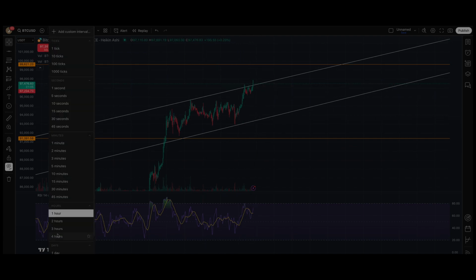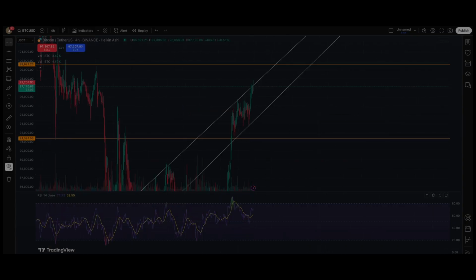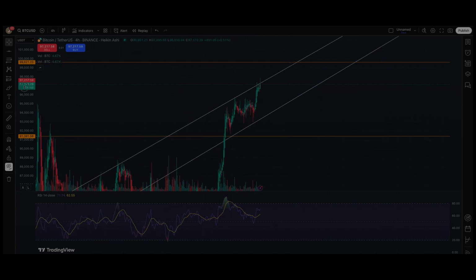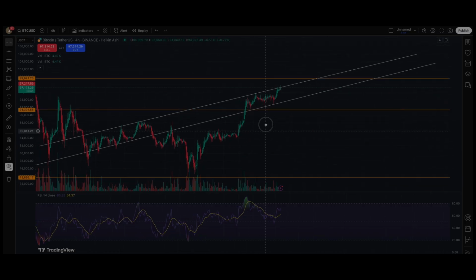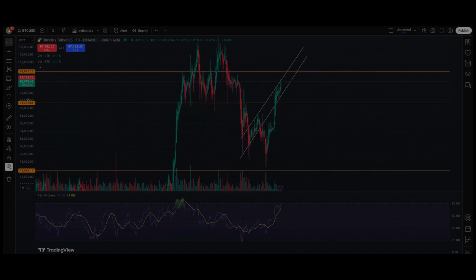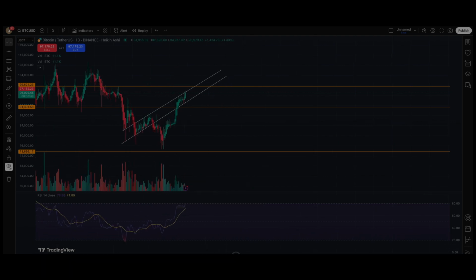So again, coming back to this four hour, I would want to see the next candle within this pattern taking out this low here, and then maybe enter into a trade going down. But you know, there's many ways to do this. What's next for Bitcoin? Who knows? I don't know. All I know is just watch the price and do what it tells you.